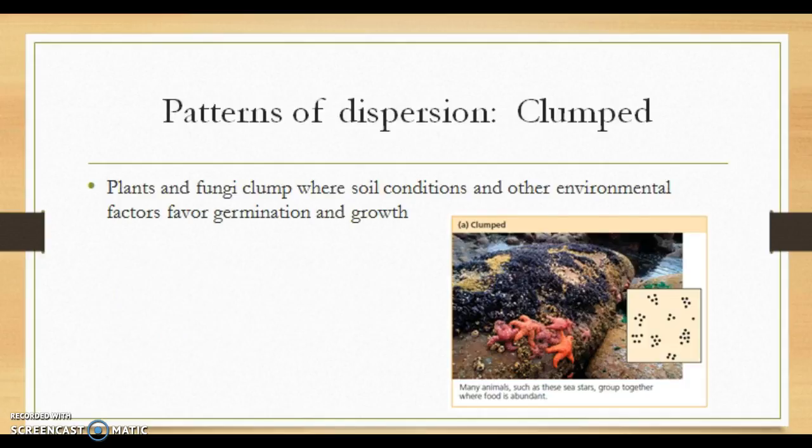So patterns of dispersion. There's three we're going to be looking at. The first is clumped, which is kind of what we see going on in this image here. We have a defined area, and we see small little clusters of organisms thriving together. That would be clumped dispersion. Organisms that might do this would include plants and fungi, and they'll clump where soil conditions or other environmental factors favor the germination of the seeds and the growth. So there's something in the soil here perhaps that favors a small patch to grow, but right here that condition is not present.